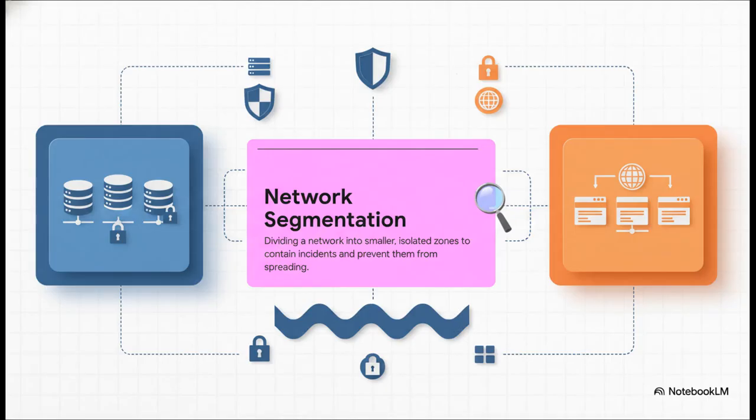Okay, the first big architectural idea you'll see is segmentation. Instead of having one giant flat network where everything can talk to everything else, a segmented network carves things up into smaller, isolated zones. Maybe your critical financial databases live in one super secure zone, while the public website lives in a completely different one. It's all about containing the damage.